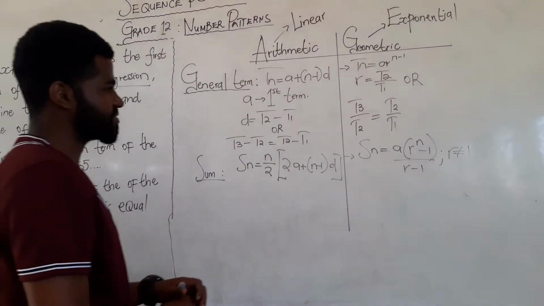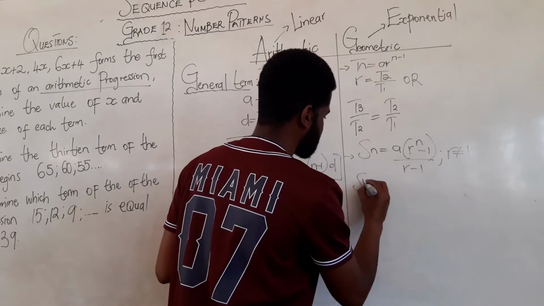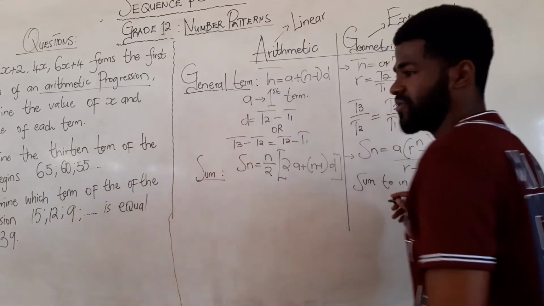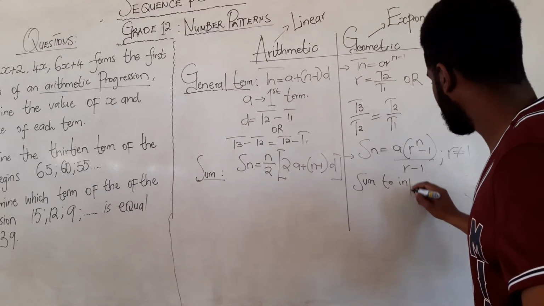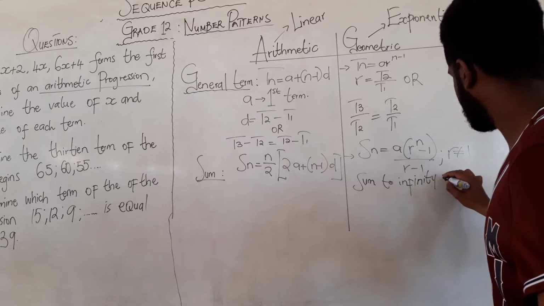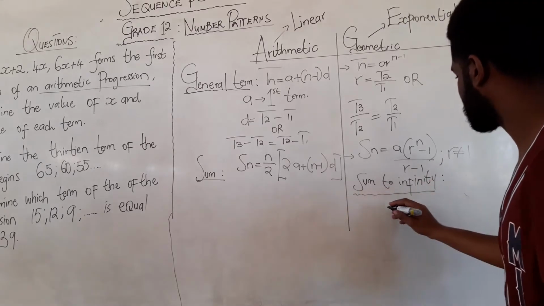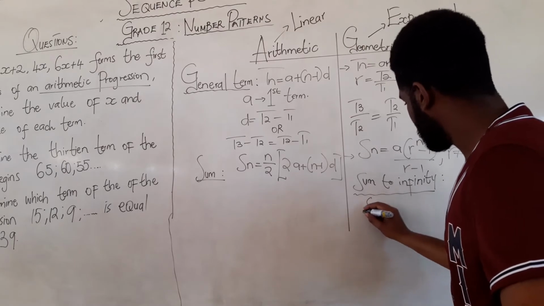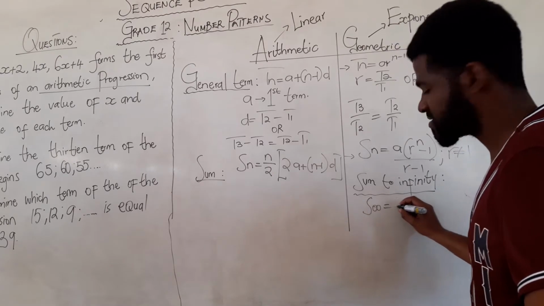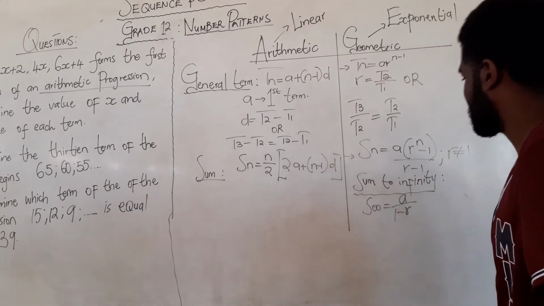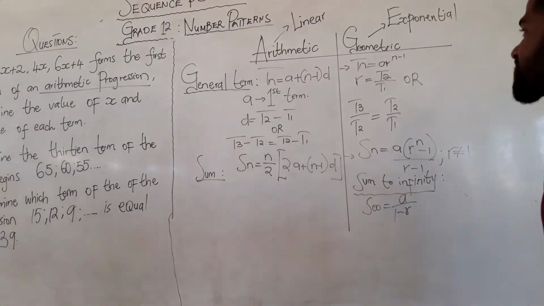And then under the geometric sequence, we have the sum to infinity, which we don't have on our linear pattern. Our sum to infinity on the geometric sequence is equal to a over 1 minus r. This is our sum to infinity.